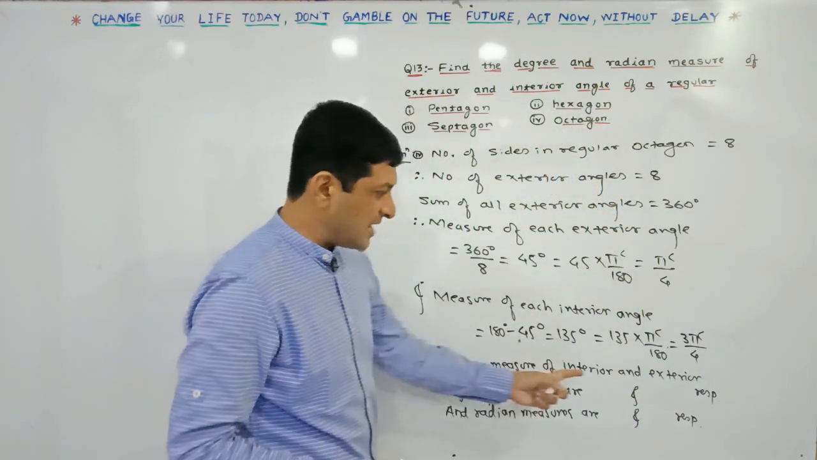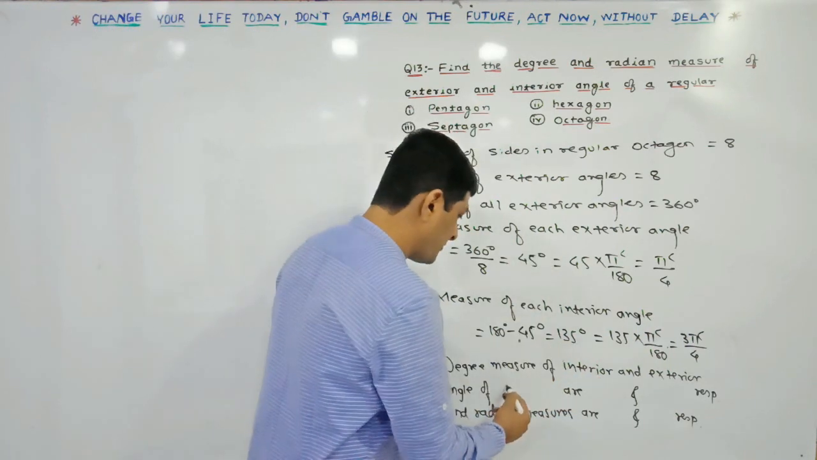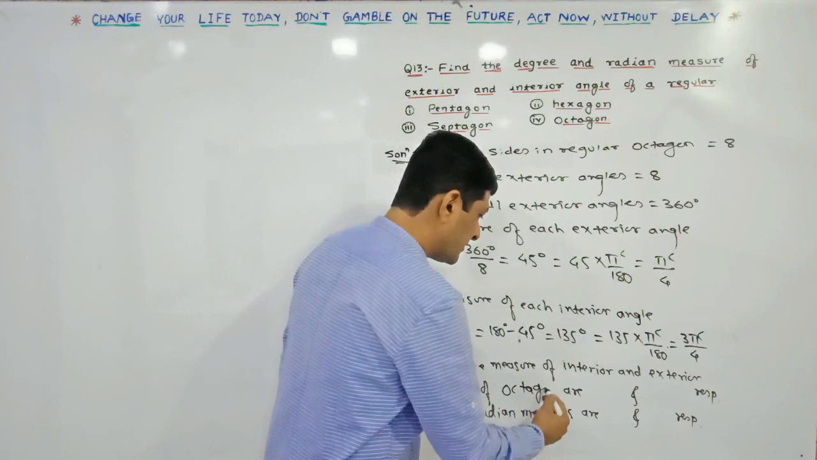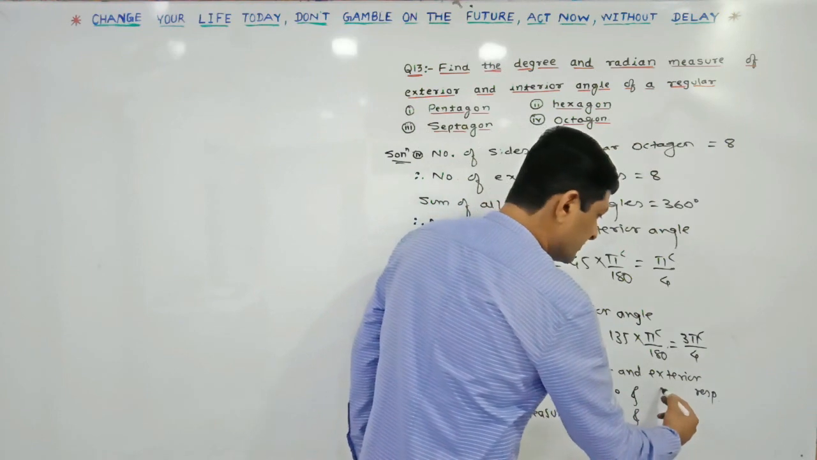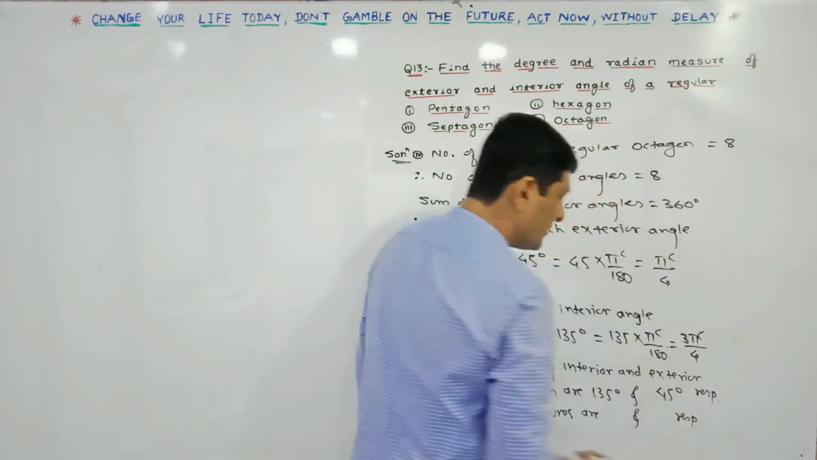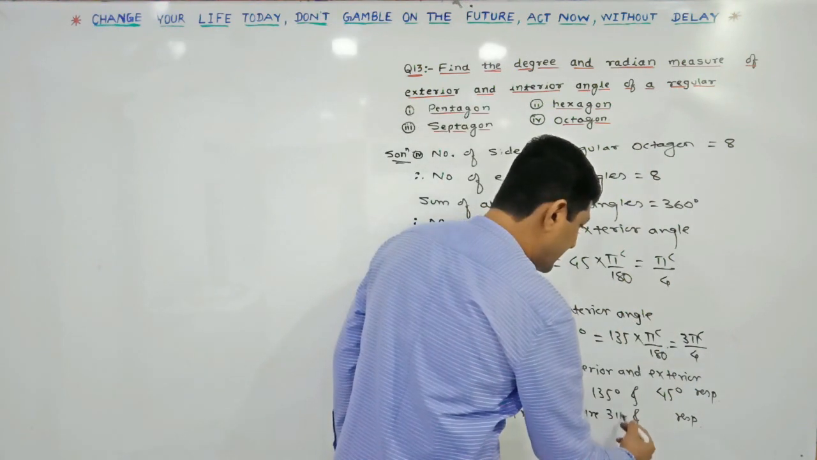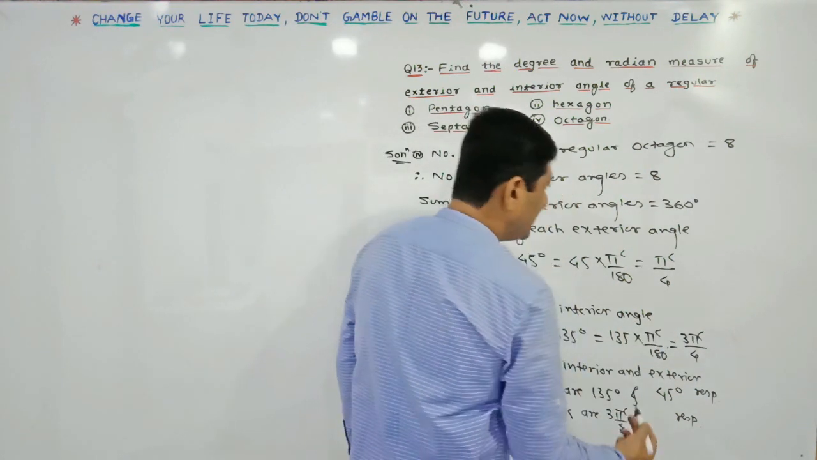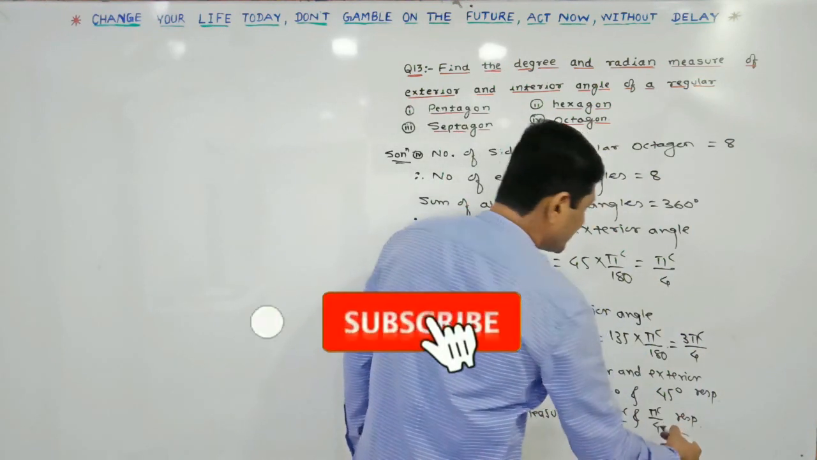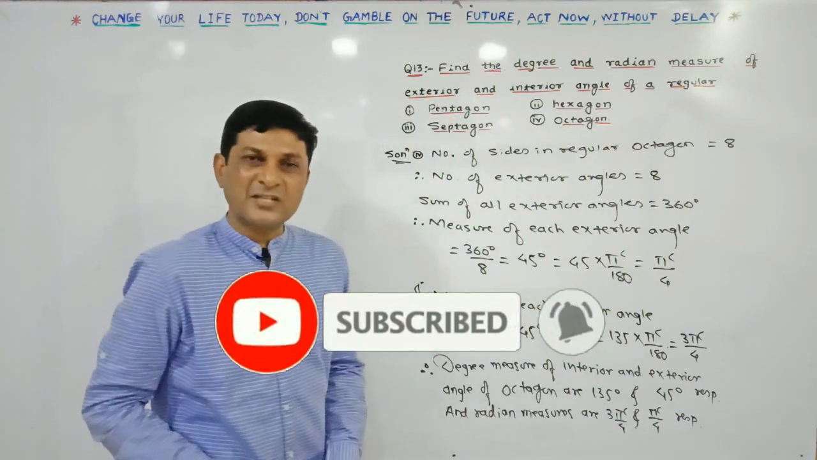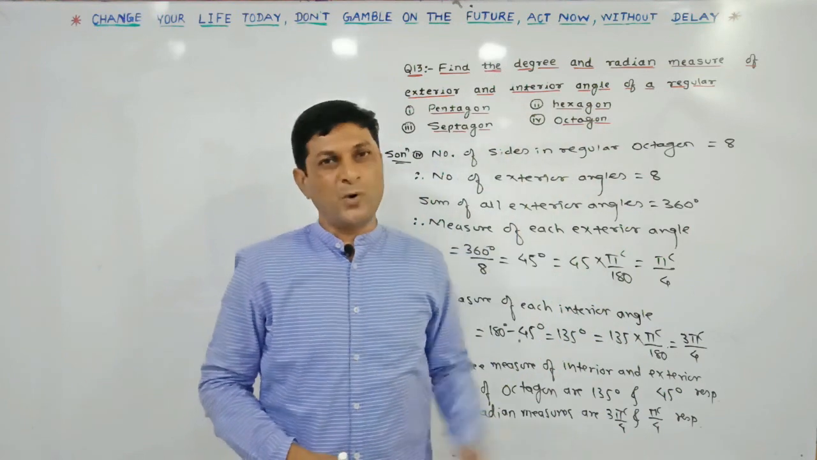So first write down the values of the interior angle. What is the degree measure of the interior angle of the octagon? 135 degrees, and the exterior angle is 45 degrees. Now find the radian measure. The radian measure of the interior angle is 3 pi radian upon 4 and the exterior angle is pi radian upon 4. So in this way we have got the interior as well as exterior angle of these given regular polygons.